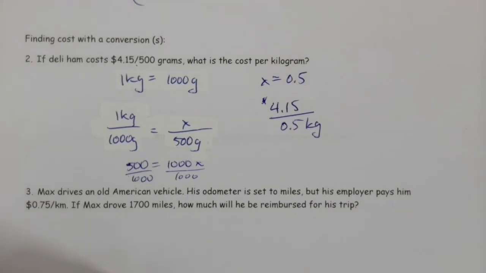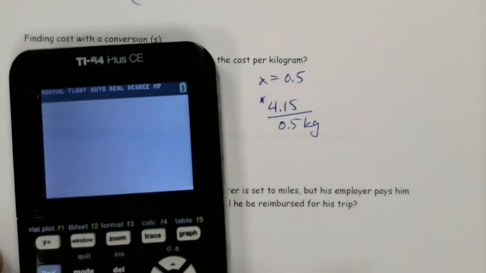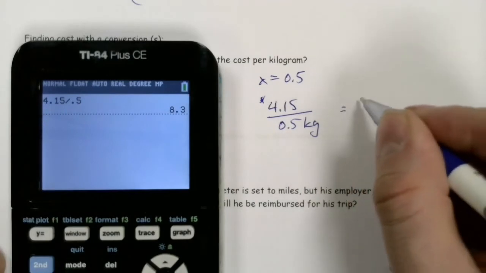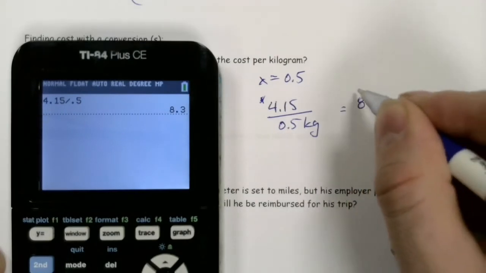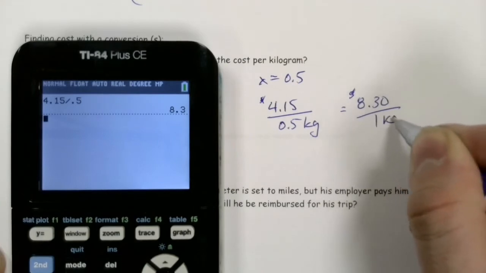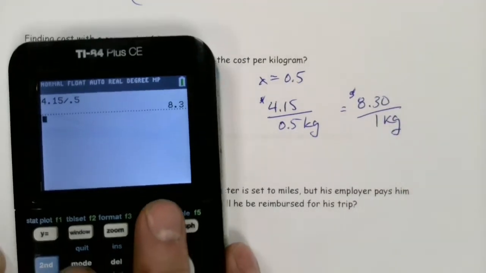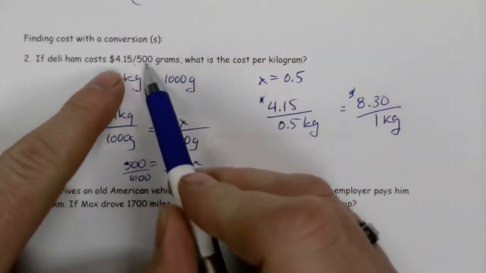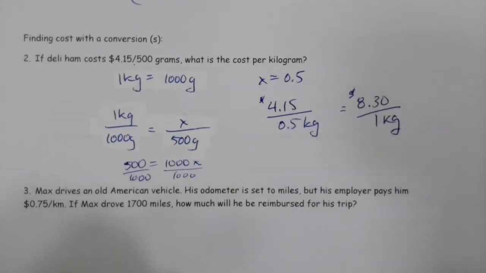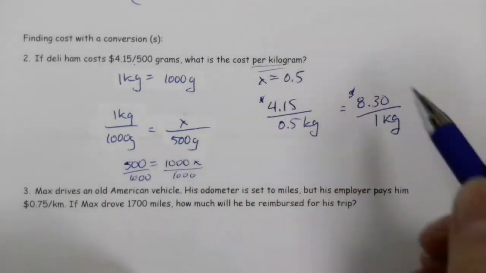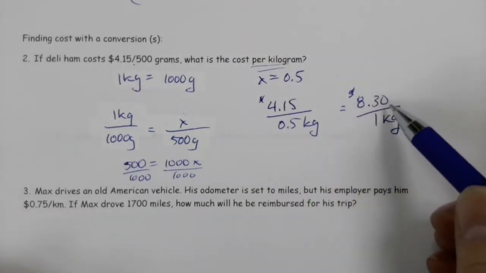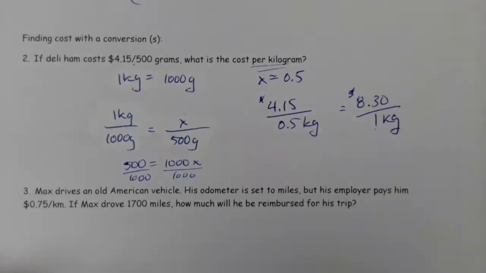I know there are other ways I can do this, but one thing I can do right here is just divide by that value, 4.15 divided by 0.5. I'm going to get that this is the same as $8.30 per 1 kilogram. That's one way I can do it. What I did here is convert that 500 grams into kilograms and then just did the division. Because it was per kilogram, I wanted the denominator to be 1, so I just did the division, simplified the expression, and made it $8.30 over 1 kilogram. That's one option.